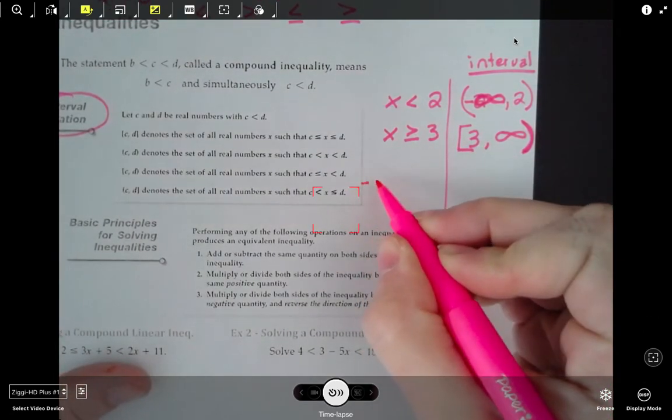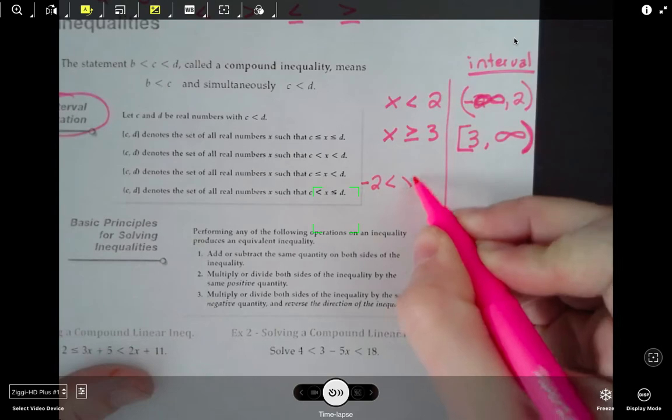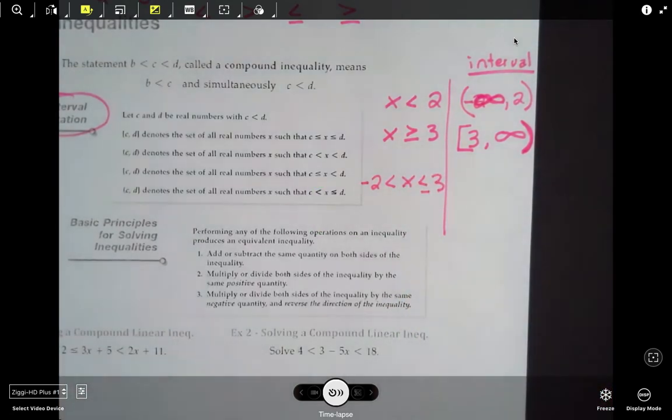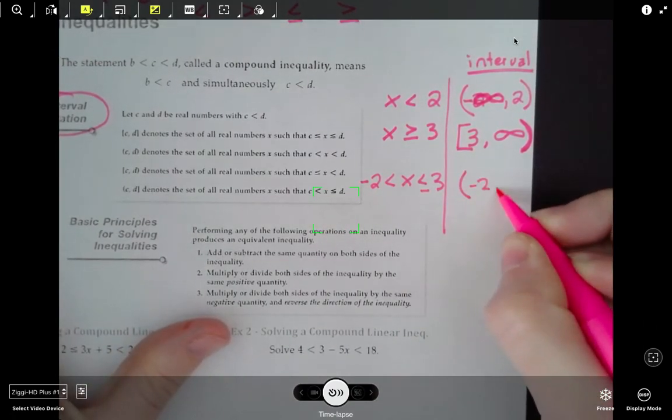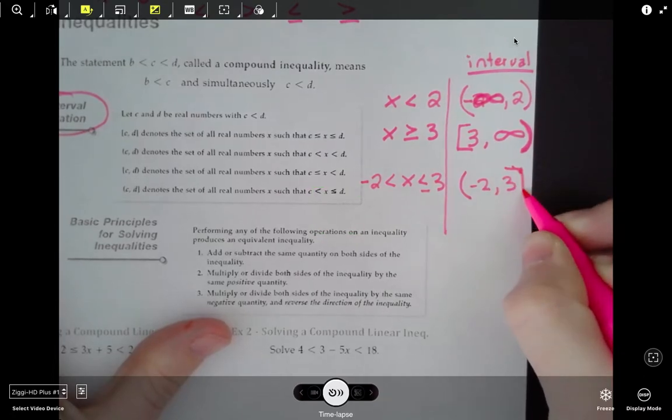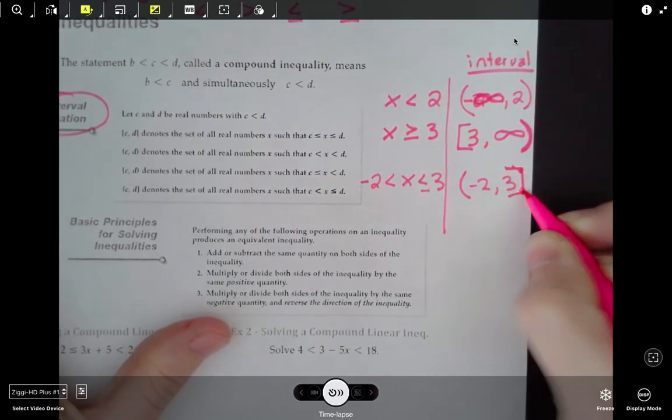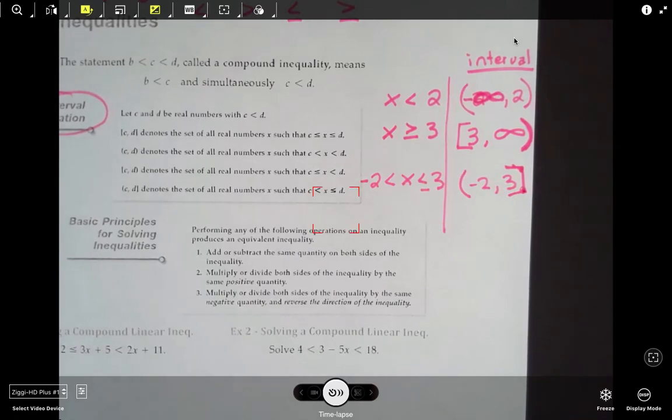Now, what happens if you have negative 2 is less than x is less than or equal to 3? What does that look like? What would that look like? Parenthesis, negative 2, comma 3, and then bracket. There's no infinities because you are in between two numbers. Parenthesis, bracket. Make sense? So if you're only doing one side of it, you have parentheses, and you have infinities, either negative infinity or positive infinity.